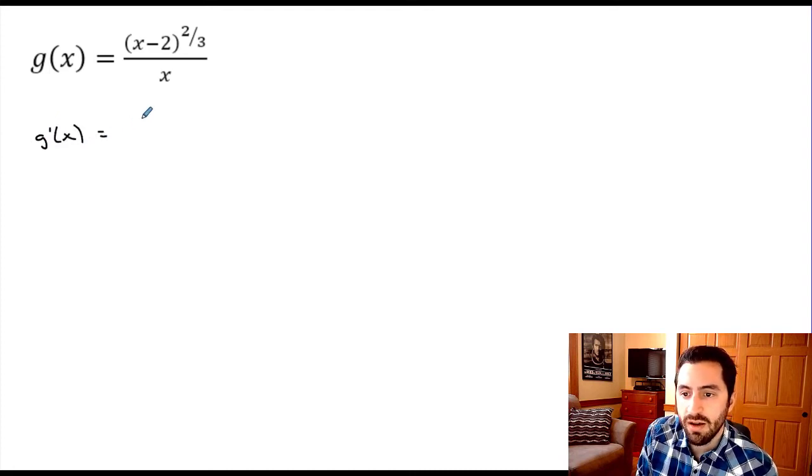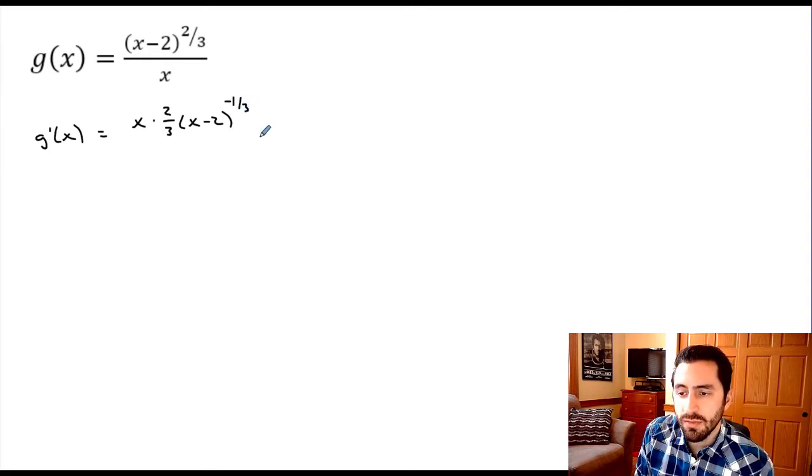So our quotient rule, we have our denominator times the derivative of the numerator. So finding the derivative of the numerator, we can use our power rule for functions. So the 2/3 will come down, and then we'll subtract 1. So 2/3 minus 1 is negative 1/3. And then we multiply by the derivative of the inside, but that derivative is just 1. And then we have minus, so now we have our numerator times the derivative of the denominator, and the derivative of x is just 1. And this is all divided by our denominator squared.